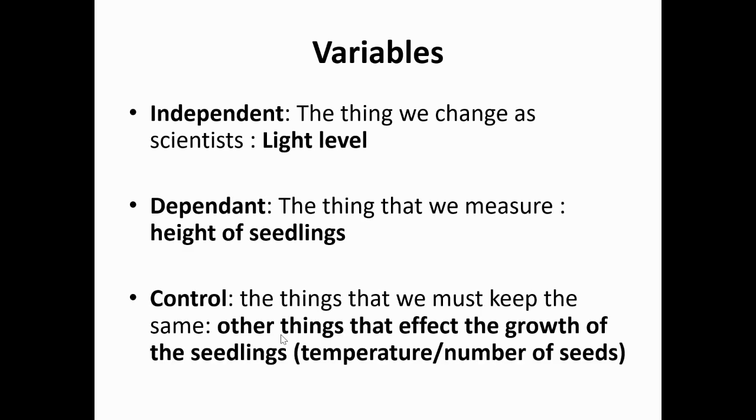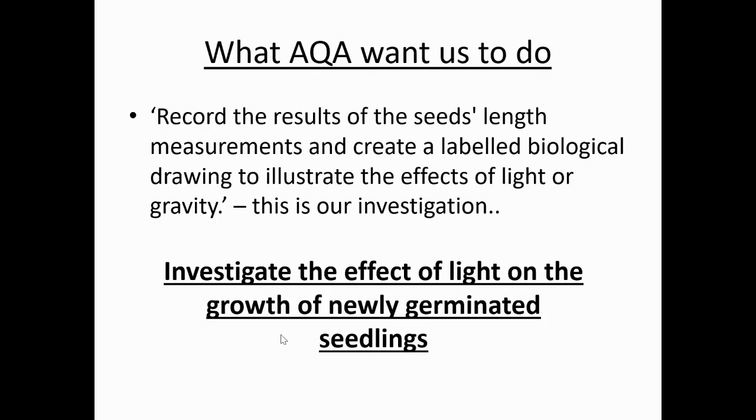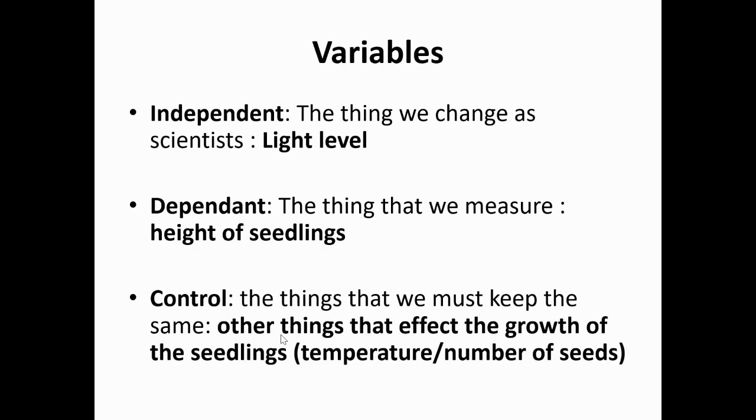Okay, so in our investigation, investigating the effect of light on the growth of newly germinated seedlings, the independent variable is the light level, how bright the light is, or where the plant is, depending on how much light it's getting. The dependent variable is the thing we're measuring. That would be the height of the seedlings, or how much growth the seedlings have done, measured in centimeters or millimeters. The control variables are all the things that we must keep the same, all the things that might affect the height of the seedlings.